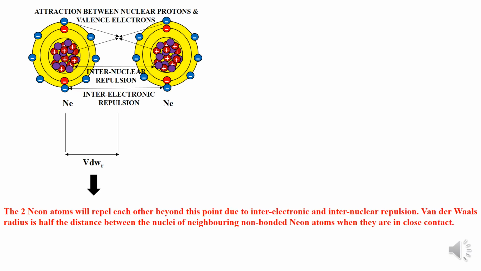So the 2 non-bonded neon atoms come close together because of attraction between the nuclear protons and valence electrons, and beyond a particular point, they will repel each other because of internuclear repulsion and interelectronic repulsion. And van der Waals radii will be half the distance between the nuclei of 2 neon atoms that are not bonded. So the 2 neon atoms will repel each other beyond this point due to interelectronic and internuclear repulsion. Van der Waals radius is half the distance between the nuclei of the neighboring non-bonded neon atoms when they are in close contact.